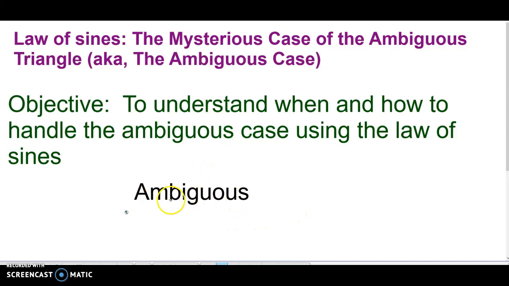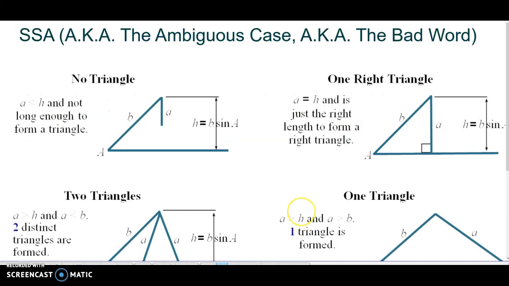What does the word ambiguous mean? If you look it up online, you'll see that it basically says that ambiguous means that it has several possible meanings or interpretations. So in terms of math, that just means that we could have potentially one, two, or no solutions to the triangle, specifically talking about what we're doing now. Side-side-angle is the ambiguous case.